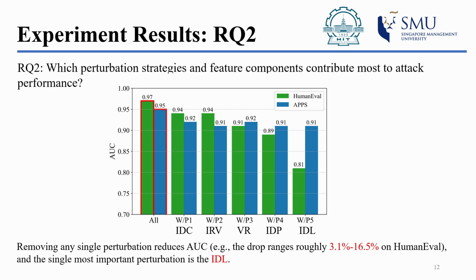We remove perturbation types one at a time. Performance also falls. Removing IDLs causes the largest drop, up to about 16.5% AUC loss on HumanEval, indicating these perturbations are particularly effective at exposing generation differences. This ablation shows that both perturbation diversity and the choice of feature aggregation matter.